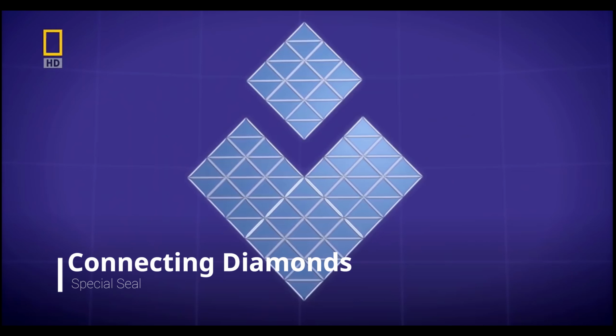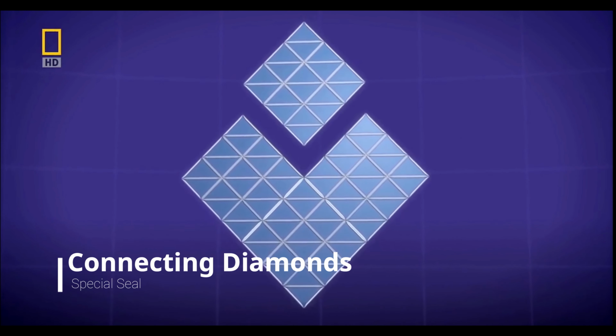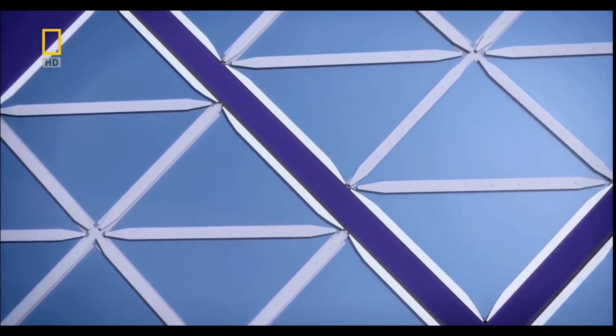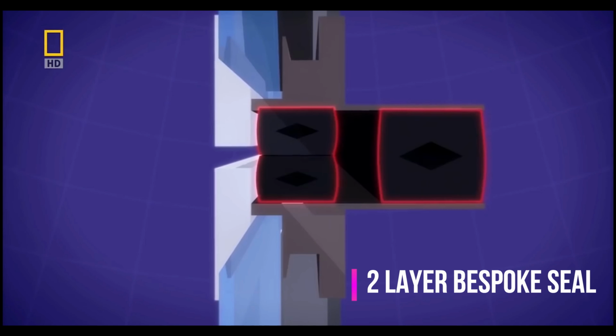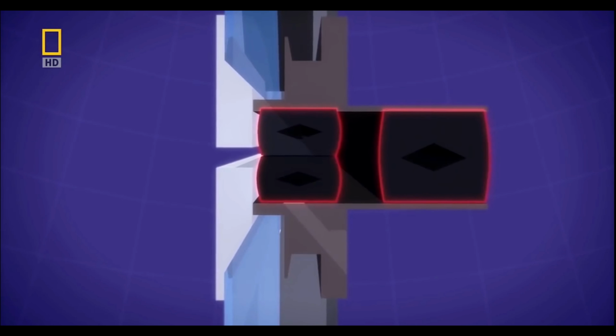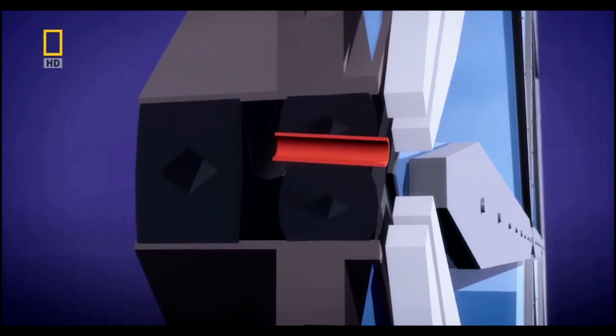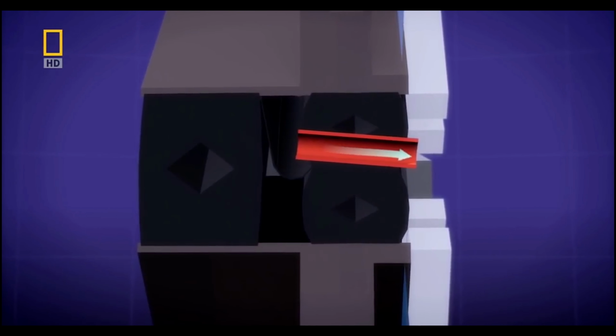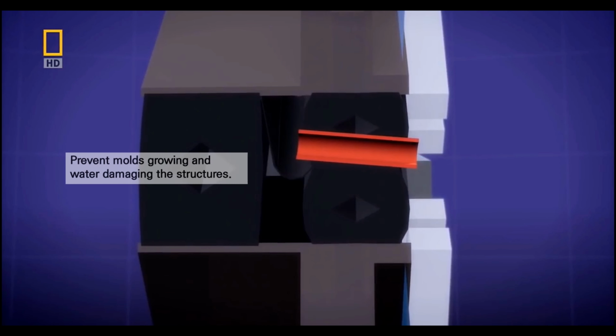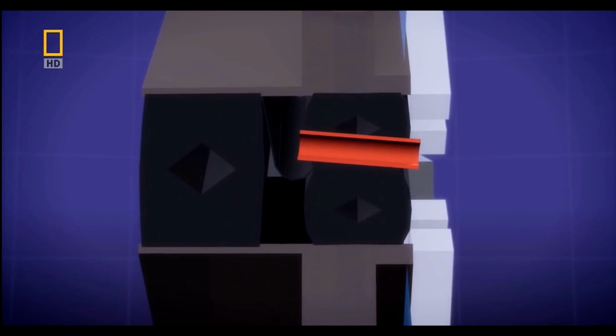They used a special system in connecting the diamonds too. Diamonds connect to each other by a two-layer bespoke seal. The flexible spongy seal allows movement and keeps the water out. But if any water does seep through the outer seal, drainage tubes fitted at intervals let the water flow out to prevent mold growing and water damaging the structures.